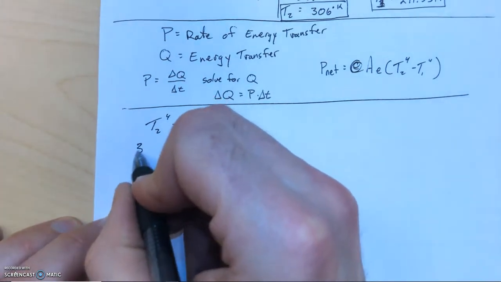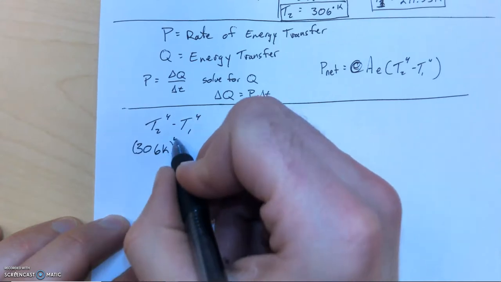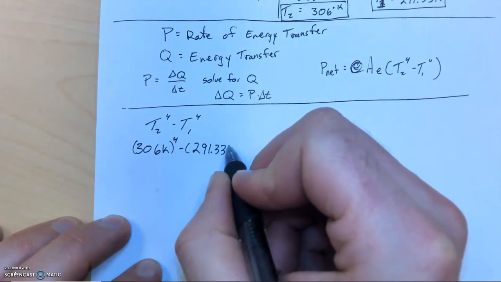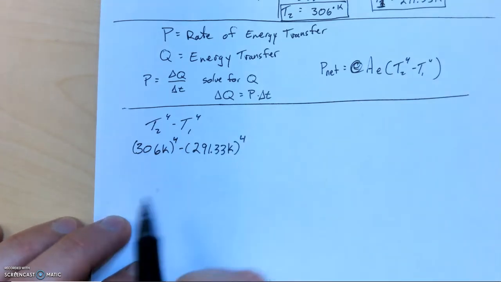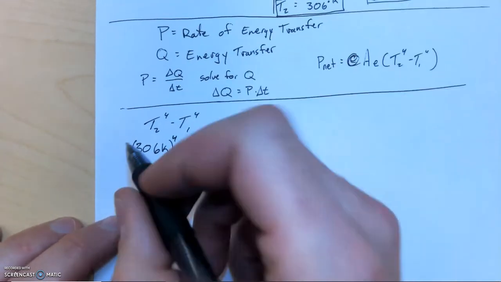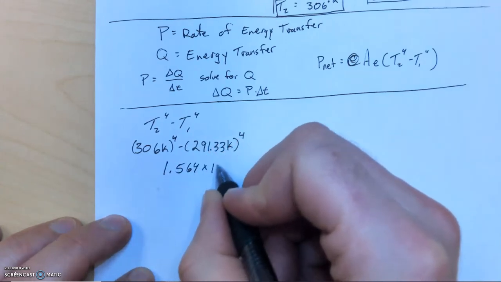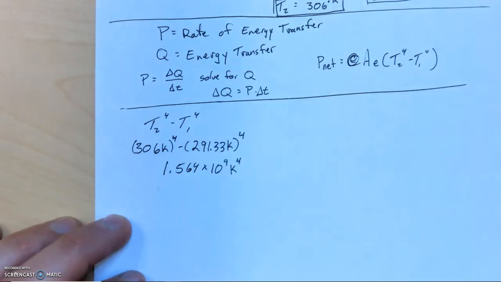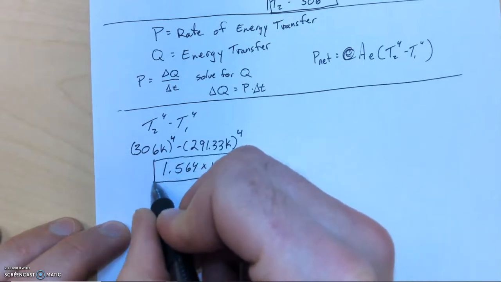So we have 306 Kelvin to the fourth power minus 291.33 Kelvin to the fourth power. This is where the Desmos calculator can come in handy. Multiply that out. We get 1.564 times 10 to the ninth power Kelvin to the fourth power. Okay, so that number we need to put in our back pocket as we move on to the next step.